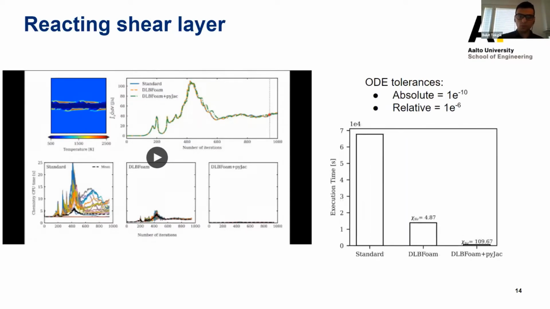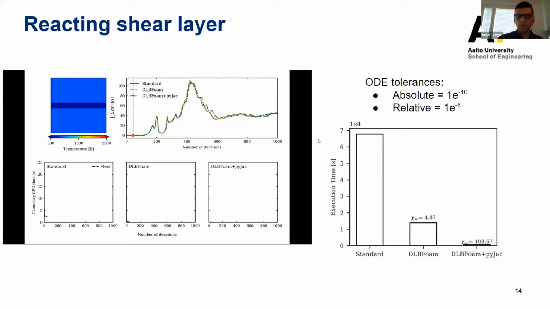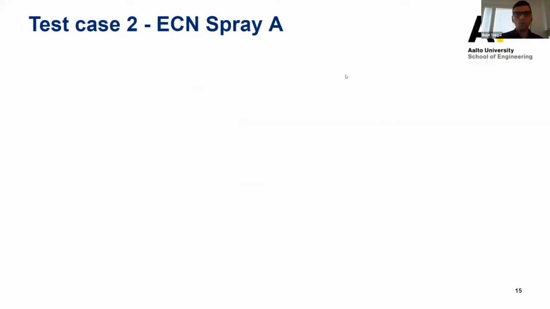And for tighter tolerances, because at tighter tolerances LAPACK basically doesn't add any computational cost to the problem, we reach about a 109 to 110 factor of speed up compared to standard. But this is just a 2D case with a couple of thousand cells, and we wanted to check this in a bigger case. So we did a 3D LES of ECN spray.